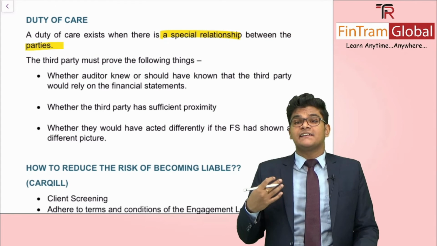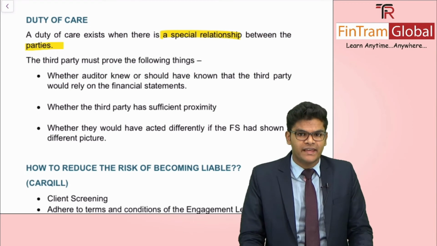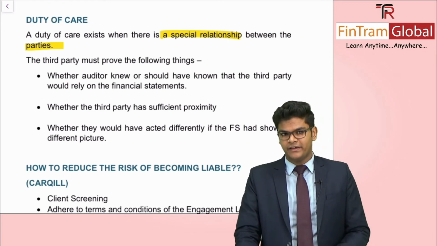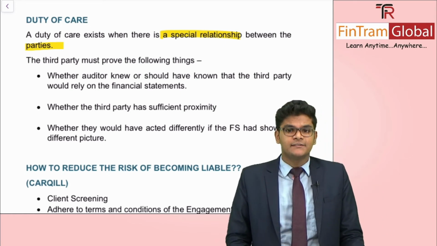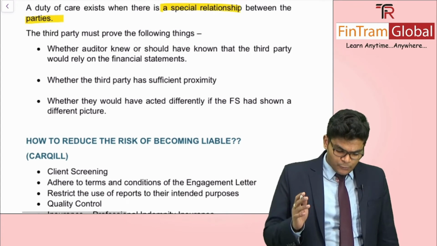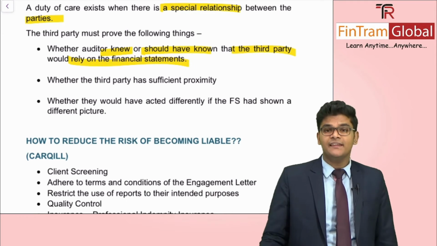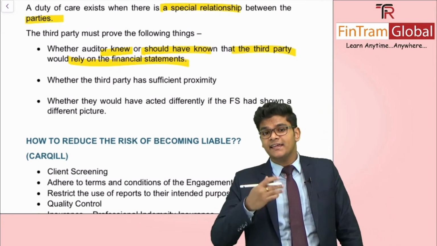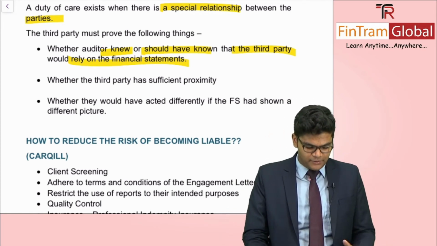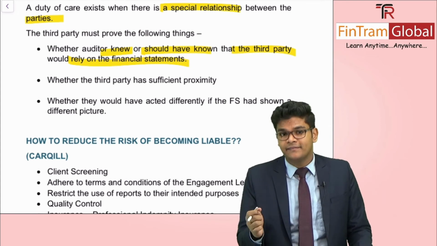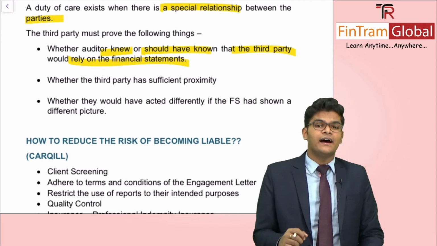So if a third party wants to prove that a particular auditor has breached the duty of care, what things must the third party prove? Exactly. Let's take a look at that, shall we? They must prove three basic things. The first thing is whether the auditor knew or should have known that the third party would rely on the financial statement. So they have to prove whether the auditor knew or should have known that the particular third party would rely on their opinion or not, isn't it? So that's the first thing that they should prove.